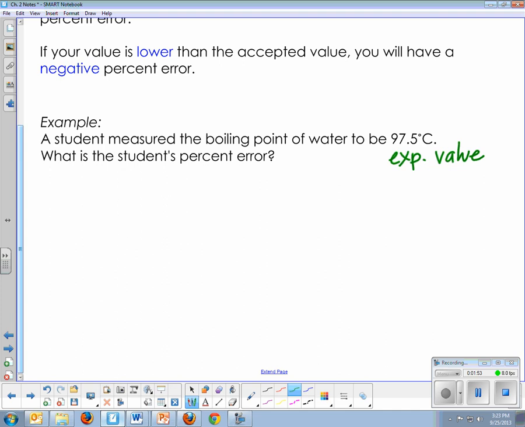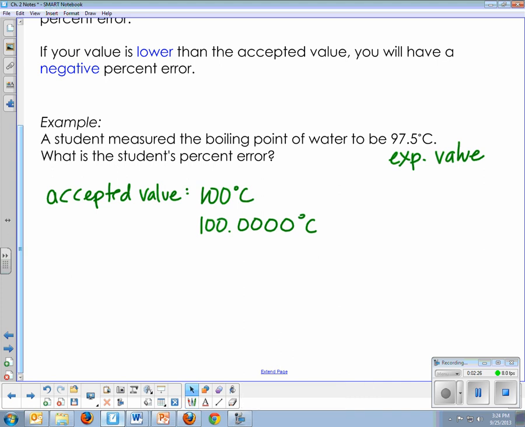Okay. The accepted value would be something we'd have to look up or find out. In this case, you should know what it is. What is the accepted value of boiling point of water? 100 degrees Celsius. And that is an exact number. So in terms of SIGDIGs, that number would be the same as 100.000. We could put 1,000 zeros there. So we're not going to look at that number for significant digits when we do our calculation.